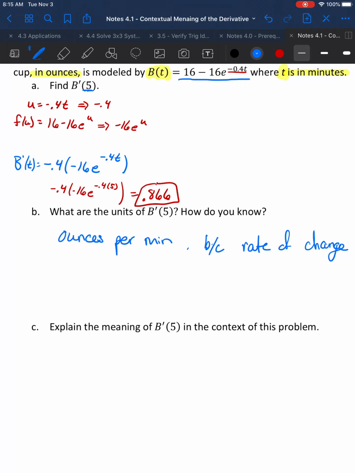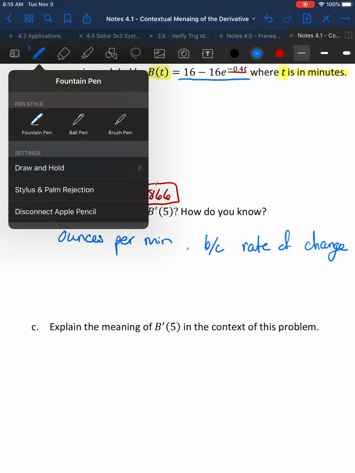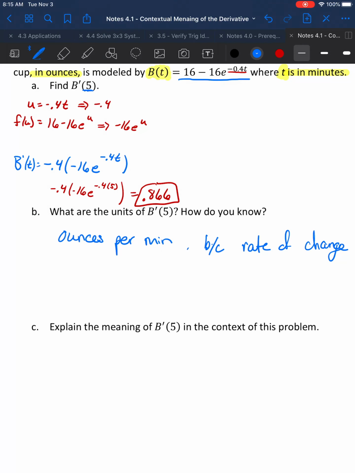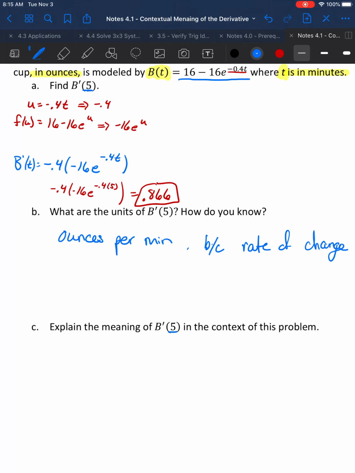coffee pot. If you ever watched a coffee pot brew, at the beginning, it makes coffee faster, and then towards the end, what happens? It slows down until it eventually stops because the coffee pot runs out of water. Okay, so this rate of change will not be the same rate of change throughout the problem. Okay, so we have to understand that when we interpret the meaning.